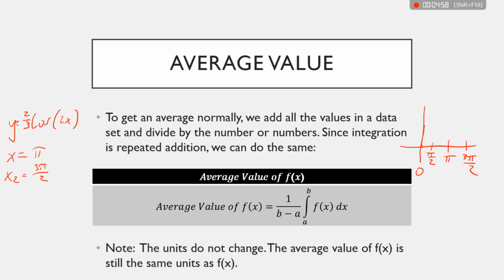Okay, keeping with this example, I've got the cosine of 2x times 2/3 from pi to 3 pi halves. So if I plug in pi right now, this would be the cosine at 2 pi, which is 1 times 2/3 is 2/3. So at pi, my y value is going to be up here at 2/3. At 3 pi over 2, that's 3 pi over 2 times 2, which is 3 pi. The cosine at 3 pi is negative 1 times 2/3, which will give me a value that is somewhere down here at negative 2/3. So my function looks like this.